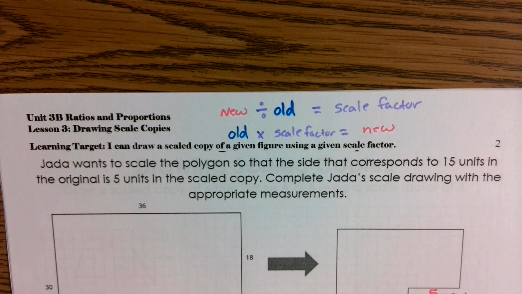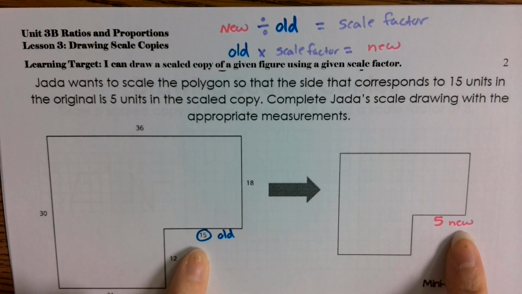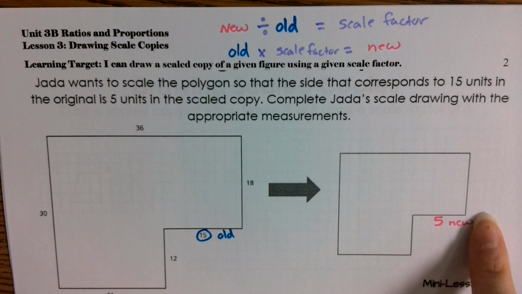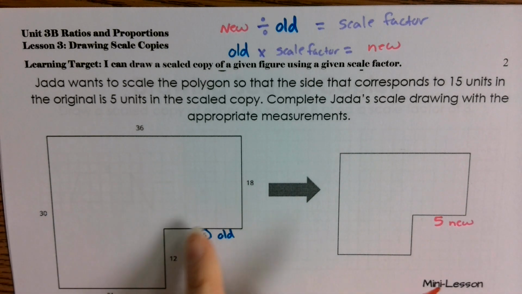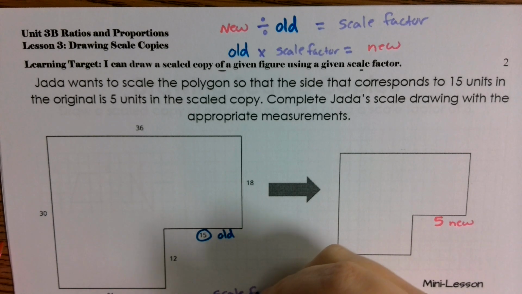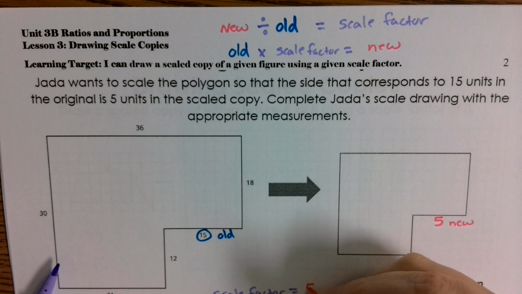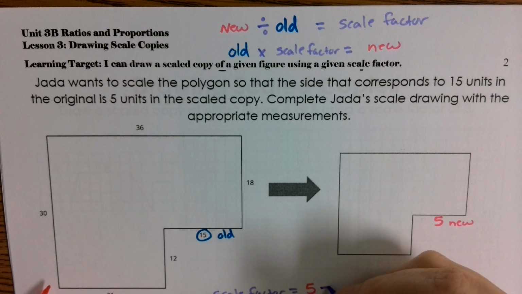So the first thing we need to do is figure out what our scale factor is in the problem. We're going to take our new, our 5, and divide it by our old, our 15. Be mindful, we're not doing 15 divided by 5. We're doing 5 divided by 15 to find the scale factor. So for our scale factor, we're going to take the 5 and divide it by the 15.